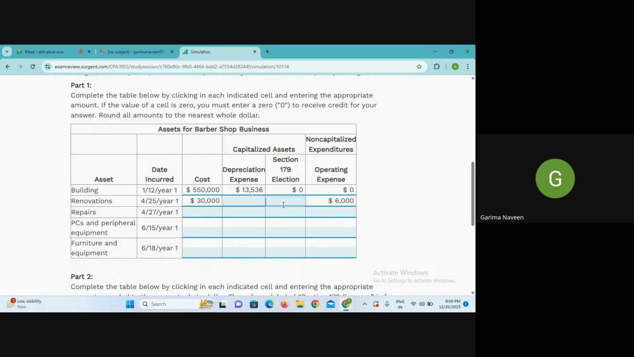For 179 election, ma'am, we can do it for structural work or for non-structural work. Look, if you are doing improvement in your building or in your property which is related to heating, ventilation, air conditioning, okay, means improvement, that can be claimed under 179 election. But if you have real property or if you are taking the property from a related party transaction, then 179 election cannot be taken.